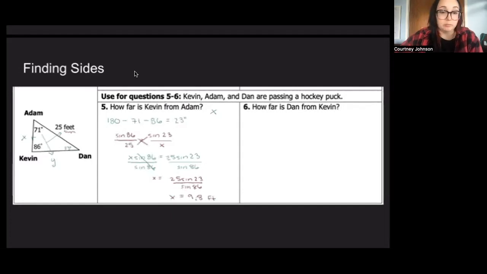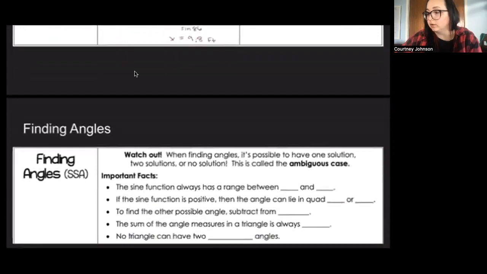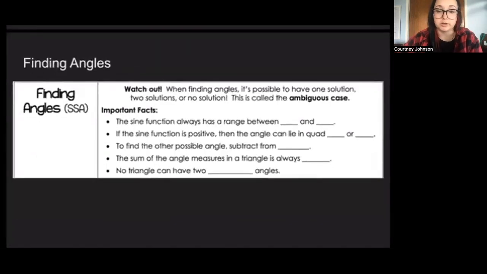Okay, I'm going to leave number 6 for you guys to do on your homework, just like I did with numbers 3 and 4. But we are going to look at a little bit of definitions here, a little bit of review. Okay, so finding angles, SSA. Watch out, when finding angles, it is possible to have one solution, two solutions, or no solution. This is called the ambiguous case. The sine function always ranges between -1 and 1. Okay, so we got to remember that.